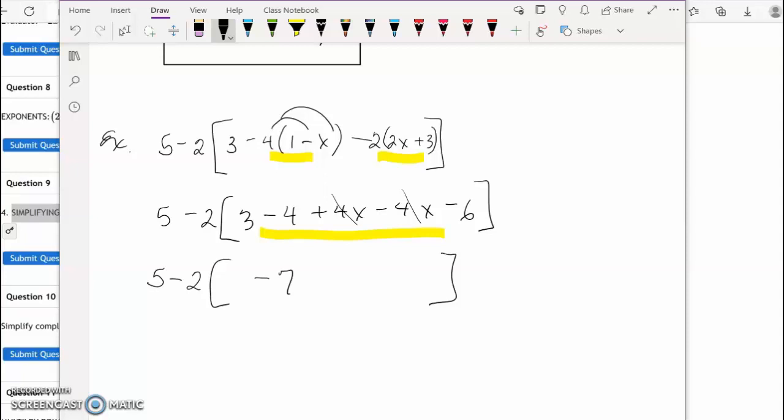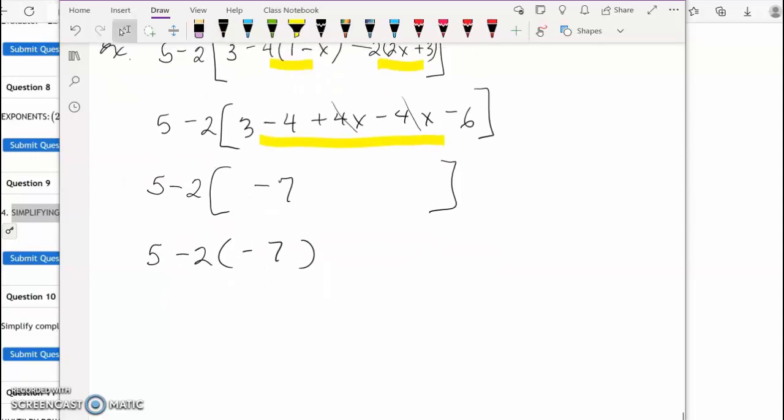All right, now I can rewrite this as 5 minus 2 times negative 7. Doesn't matter, I'm just choosing to do that. All right, order of operations tells you to multiply next before subtraction. So it's 5 plus 14 or 19. And there's your final answer.